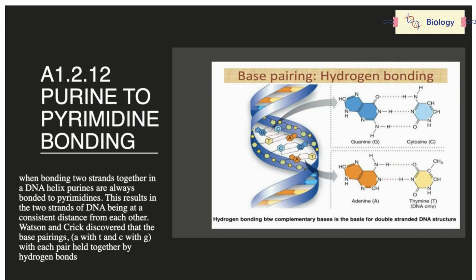Watson and Crick discovered that the base pairings are A with T and C with G, with each pair held together by hydrogen bonds. Purines are adenine and guanine, whereas the pyrimidines are thymine and cytosine. The pyrimidines are the single ring size, whereas the purines are the double ring size.